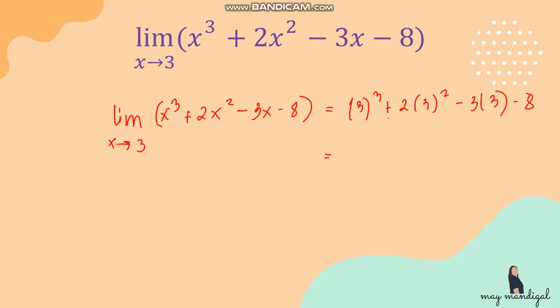And then all we have to do is to simplify this. So we have 27 plus 9 times 2 is 18, plus 9, minus 8. Or if you get the simplified form of this, so we have 28 as our answer. So that means the limit of this function is 28, or the function approaches 28 as the value of x approaches 3.